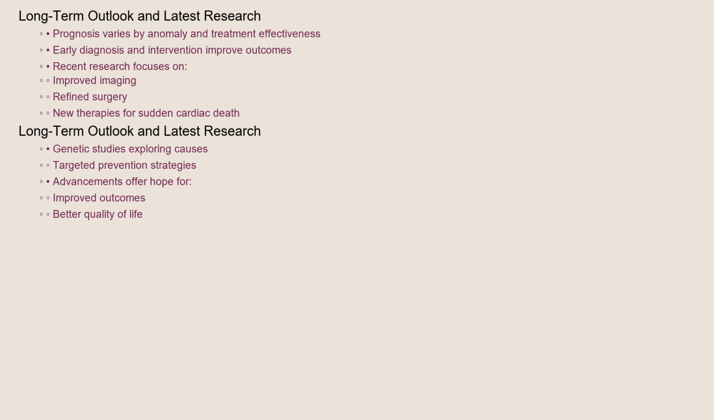What about the long-term outlook and the latest research? The prognosis for individuals with coronary artery anomalies varies depending on the specific anomaly and the effectiveness of treatment. Early diagnosis and timely intervention generally lead to better outcomes. Recent research is focused on improving diagnostic imaging techniques, refining surgical approaches, and developing new therapies to prevent sudden cardiac death. Studies are also exploring the genetic basis of these anomalies to better understand their causes and potentially develop targeted prevention strategies. Continuous advancements in cardiology are offering hope for improved outcomes and a better quality of life for individuals living with coronary artery anomalies.